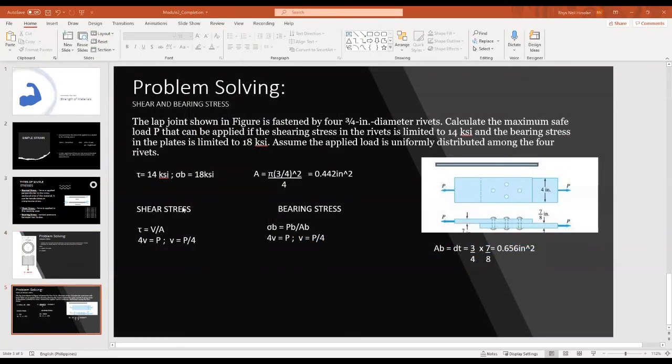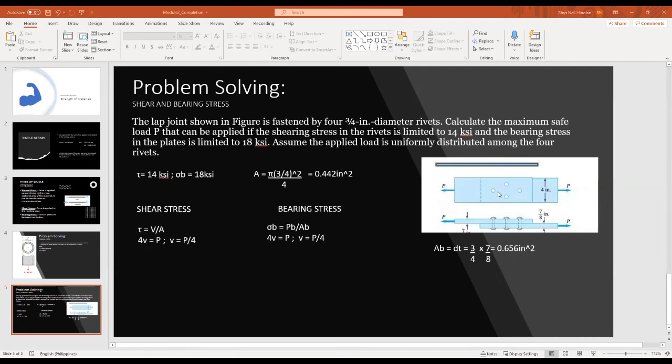So our next problem consists of shear stress and bearing stress. The lap joint shown in the figure is fastened by four 3/4-inch diameter rivets. Calculate the maximum safe load P that can be applied if the shearing stress in the rivets is limited to 14 ksi and the bearing stress in the plates is limited to 18 ksi. Assume the applied load is uniformly distributed among the four rivets. So we have an applied load which is distributed evenly among the four rivets, which are these four circles.